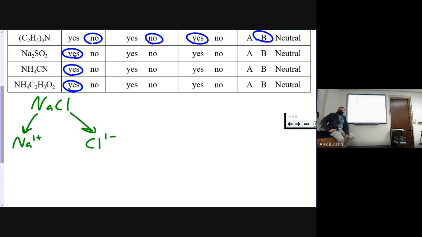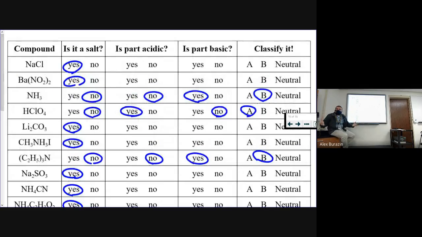Let's look at the other side. Chloride. What acid would have given us chloride ions? HCl. HCl is strong. Therefore, the chloride ion as its conjugate would be neutral. So, let's go back to the top. That is the correct thinking.